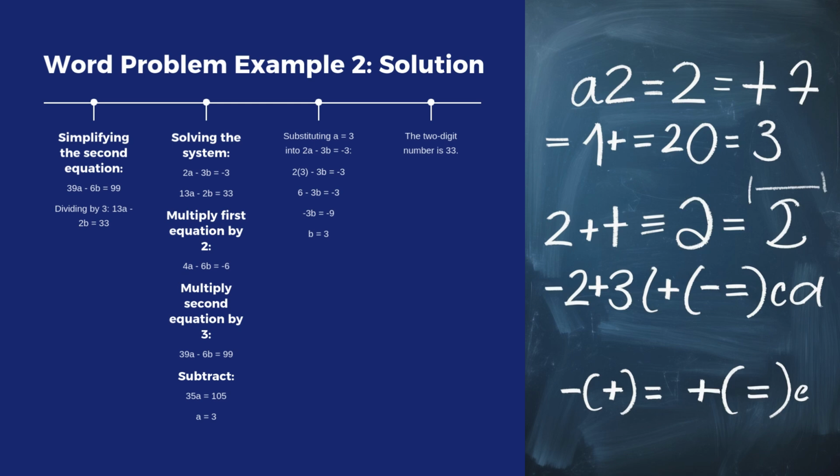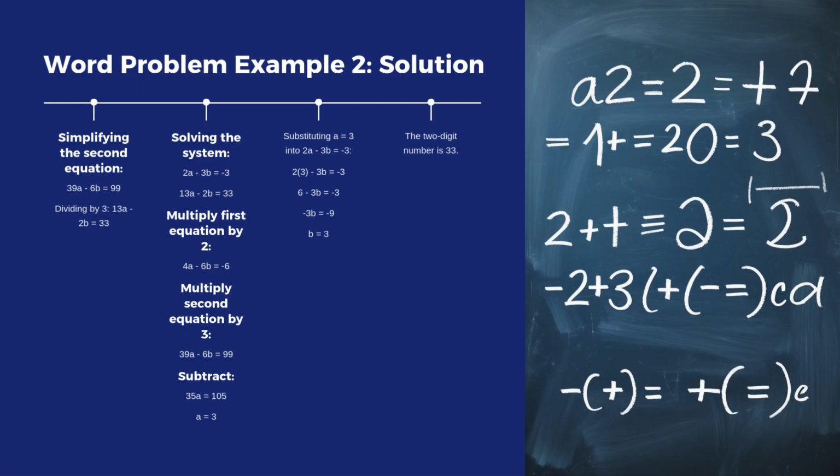Isolate the term in b by subtracting 6 from both sides. Negative 3b equals negative 9. This is obtained by moving 6 to the right-hand side, yielding negative 9. Divide both sides by negative 3 to solve for b. b equals 3. This is simplified by dividing negative 9 by negative 3 to isolate b.